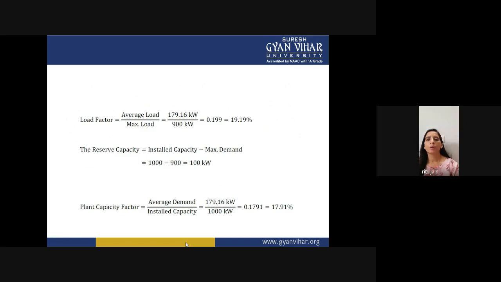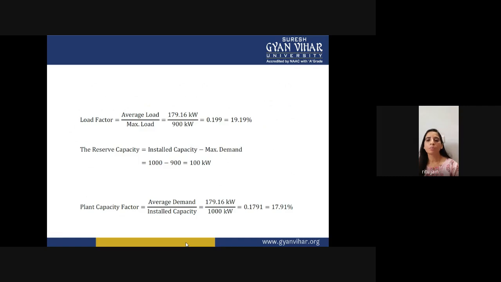Okay, and the maximum demand is your 900 kilowatt. So 1 megawatt can be converted into kilowatt, that is your 1000 kilowatt minus 900 kilowatt, it is 100 kilowatt. So the reserve capacity is equal to installed capacity minus maximum demand. Suppose your installed capacity and maximum demand are the same, then there will be no reserve capacity. Is it clear?